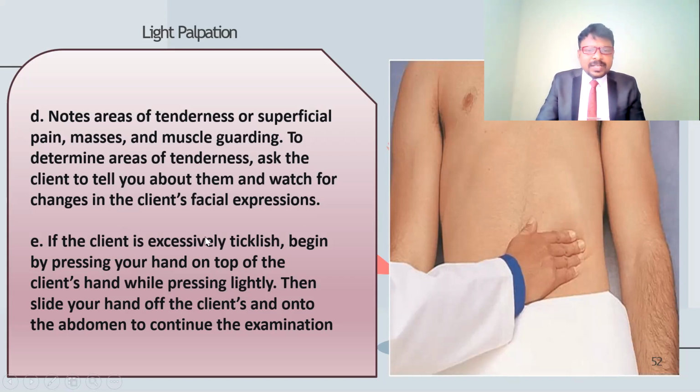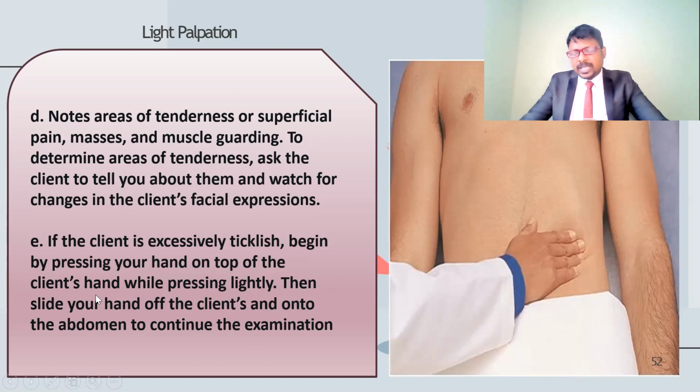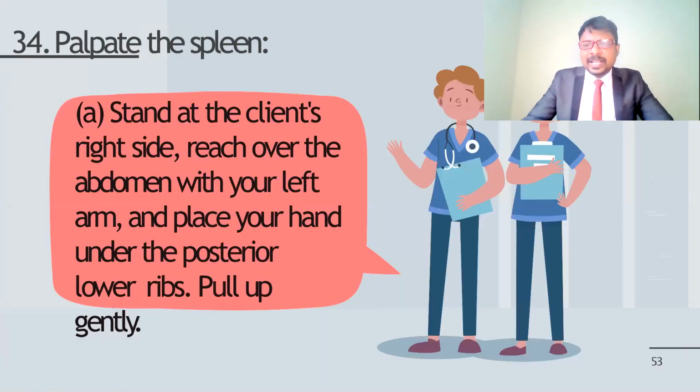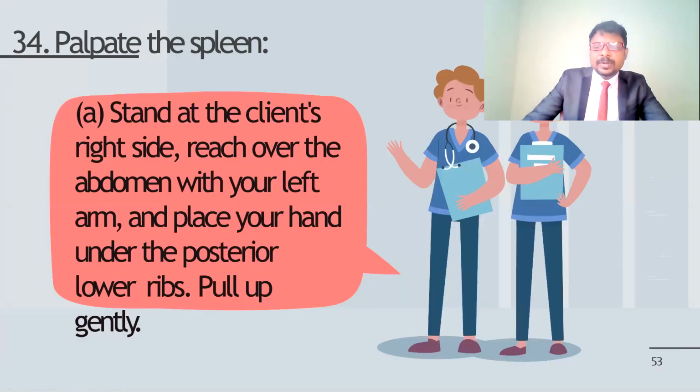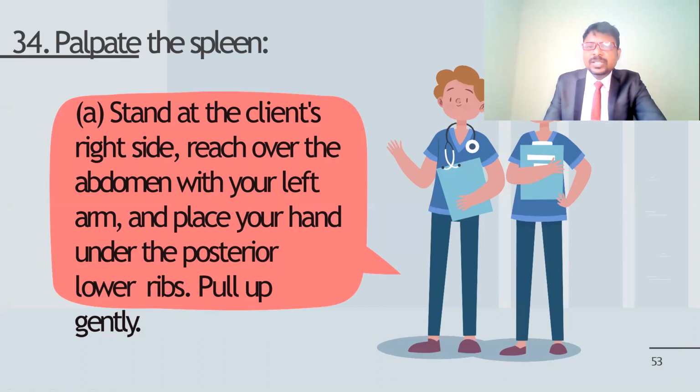If the client is excessively ticklish, begin by pressing your hand on top of the client's hand while pressing lightly. Then slide your hand onto the abdomen and continue the examination. Sometimes they may feel discomfort or be ticklish, so we first have to bring them to a normal sensation without ticklishness, and only then can we do our examination. And also we have to palpate the spleen.